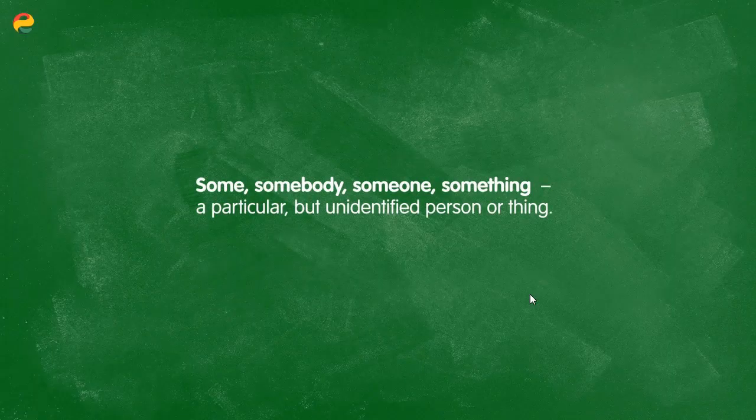If you're using the indefinite pronoun in your speech, then you should be careful because some of them are singular and others are plural. So let's look at them in a little bit more detail. The pronouns some, somebody, or something can refer to a particular but unidentified person or thing. Now, some is usually used with plural or uncountable nouns. Be careful not to confuse some and the article a.